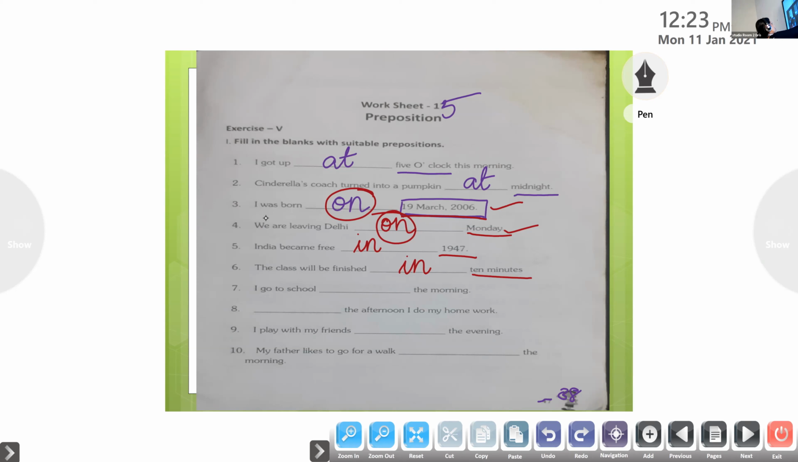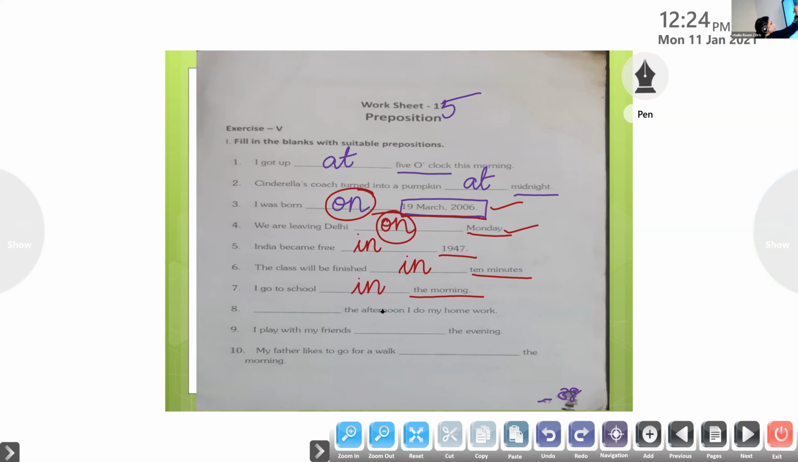Now the next question goes to Sriya. Ma'am, mute. Yes, Sriya, come on. Do the 7th question. I go to school in the morning. Yes, it is morning. I've told you these are the parts of the day. So morning, afternoon, and evening, with these expressions, we use the preposition in. So I go to school in the morning. Clear? Okay then.